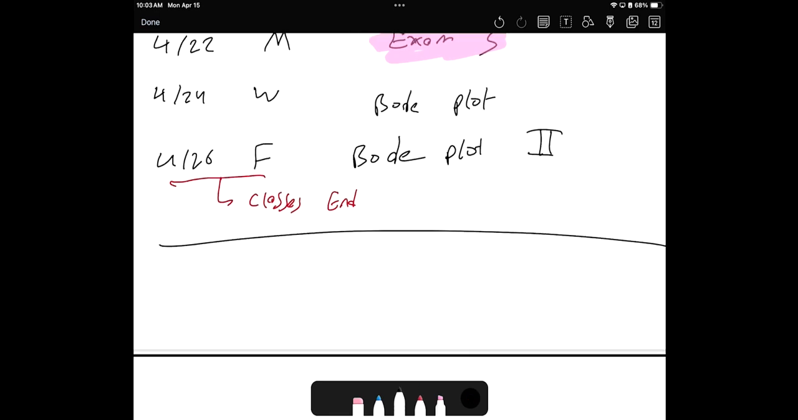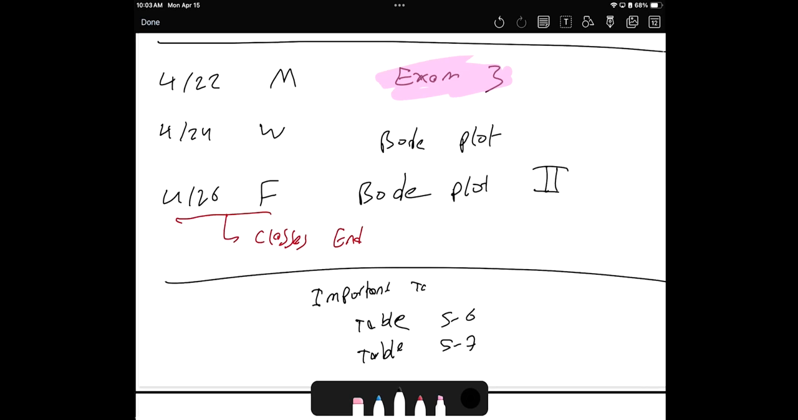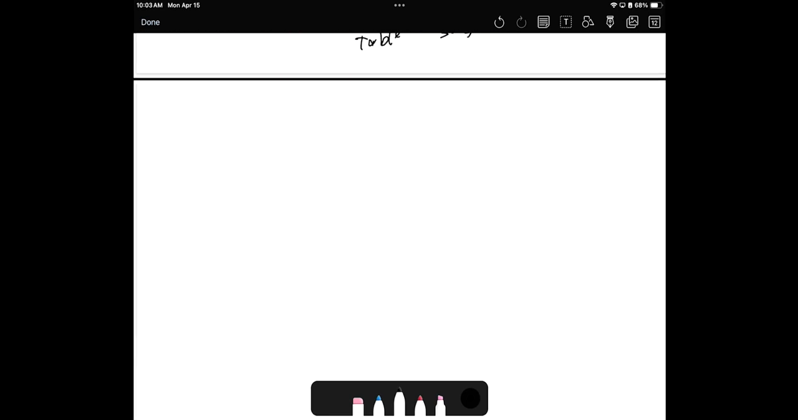Some important tables about Fourier transform, which are table 5.6 and table 5.7. Those tables are important for your review because most likely they will be provided to you. And these are the tools that you need to use when you do Fourier transform. Okay? Now let's start the lecture.